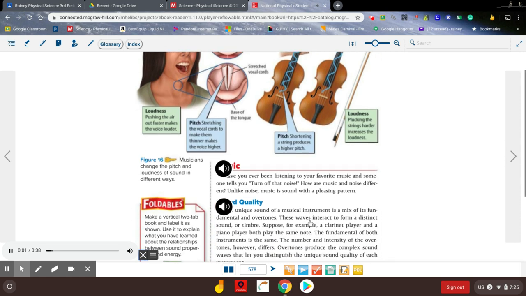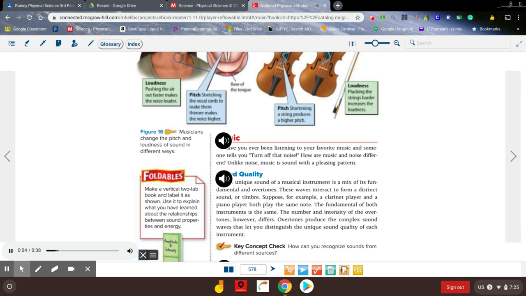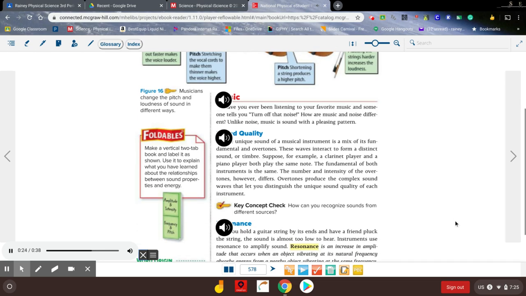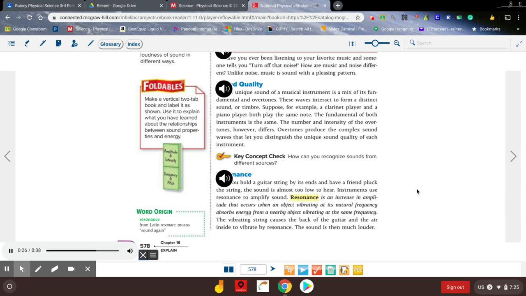Sound quality. The unique sound of a musical instrument is a mix of its fundamental and overtones. These waves interact to form a distinct sound, or timbre. Suppose, for example, a clarinet player and a piano player both play the same note. The fundamental of both instruments is the same. The number and intensity of the overtones, however, differs. Overtones produce the complex sound waves that let you distinguish the unique sound quality of each instrument. Key concept check. How can you recognize sounds from different sources?